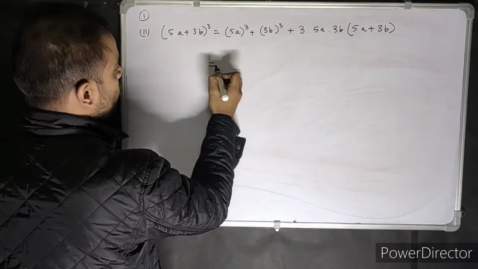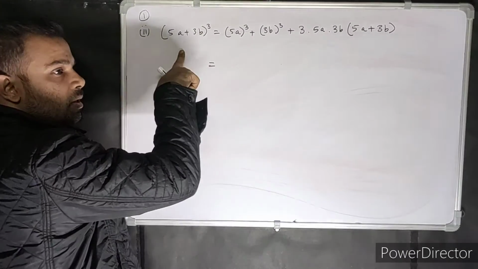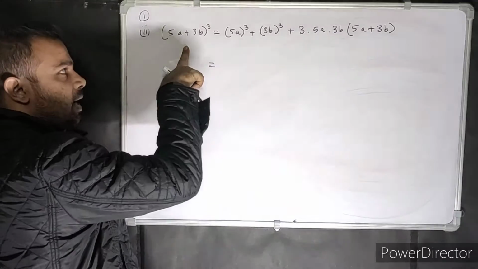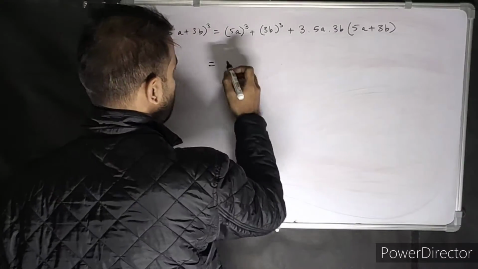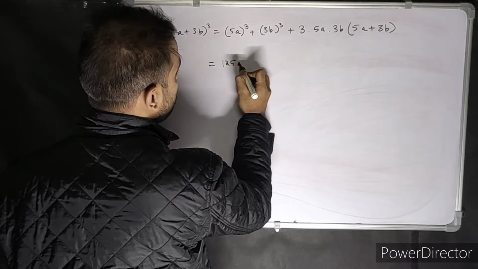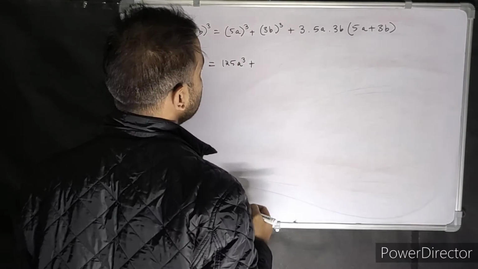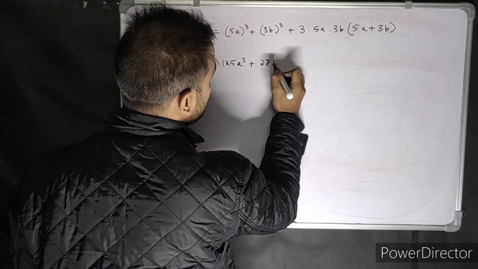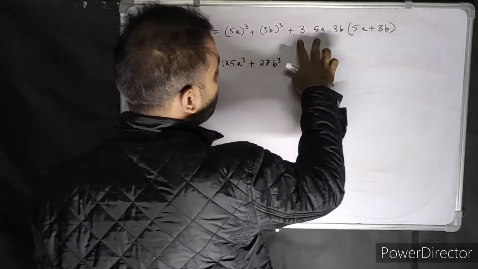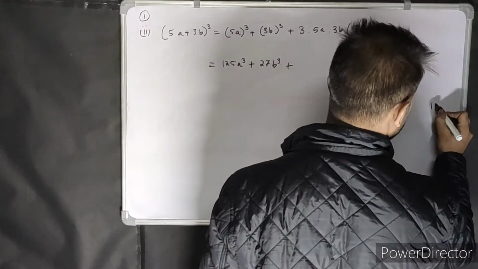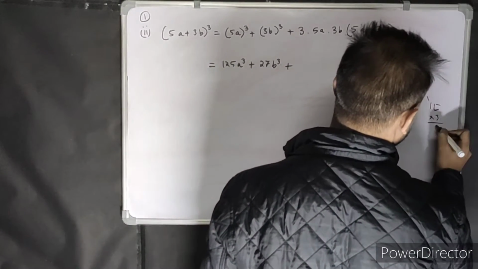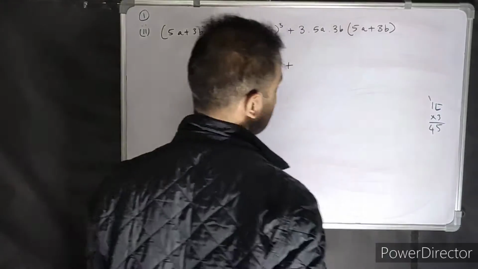Now you don't have to copy this every time. You can write the left hand side at the starting and the right at the end when you get the answer. That's 125a cube plus 3 3s are 9, 3s are 27b cube plus 5 3s are 15, 15 into 3, how much? 45.